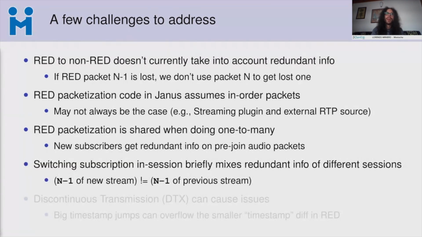And a similar issue may be when we're actually switching subscriptions in session, because in that case, the two sources may have different redundant information. And so when you are actually switching from one to the other, which is something that in Janus you can do on the same peer connection, they may be confused by the fact that they start receiving redundant information that is not related to the packets that they were actually receiving a moment before. So that's something that we'll need to look into.